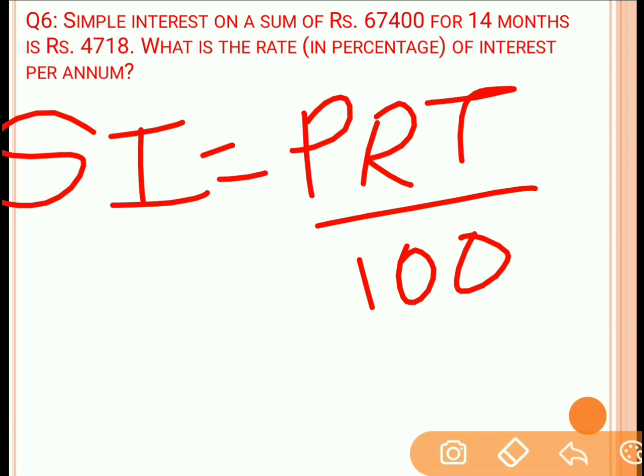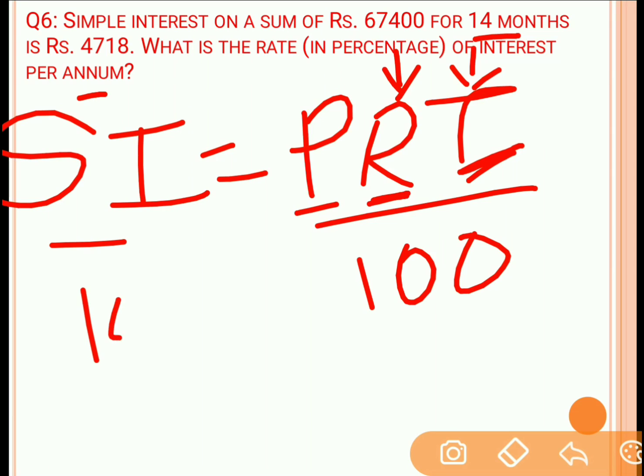In this case, simple interest is given, principal amount is given. We need to find out the rate of interest in percentage and the time period is given as 14 months. Now, whenever you need to find out rate of interest per annum, then the time period should be in years. Here, time period is given in 14 months. So 14 months will be converted into years, that is 14 by 12 years.